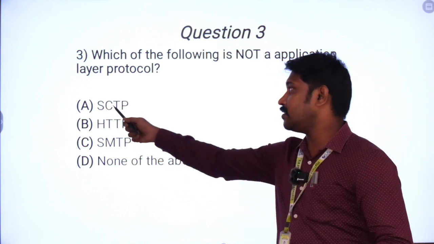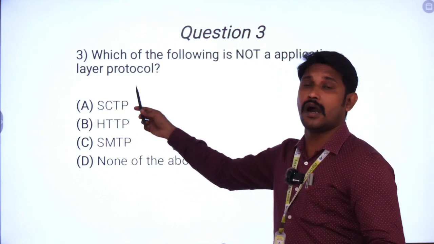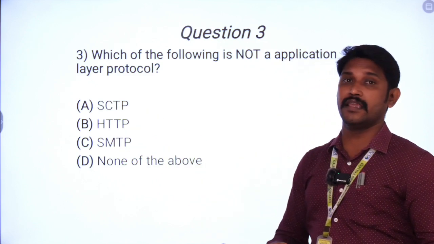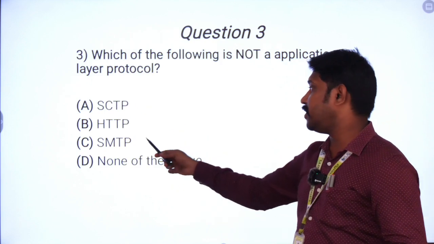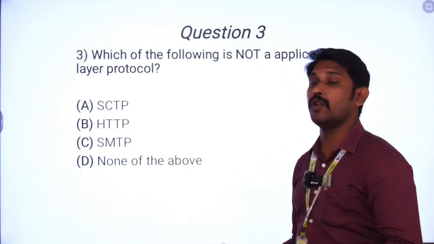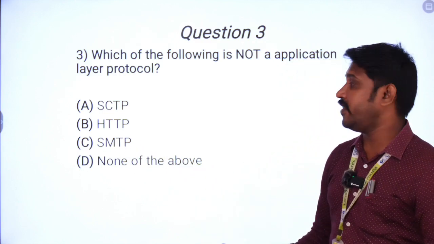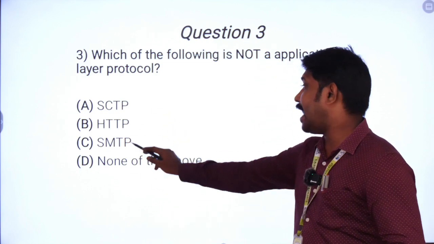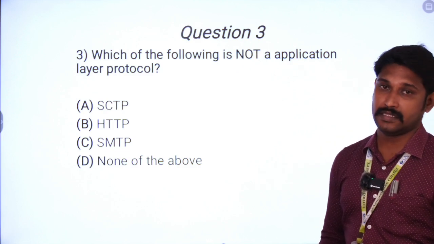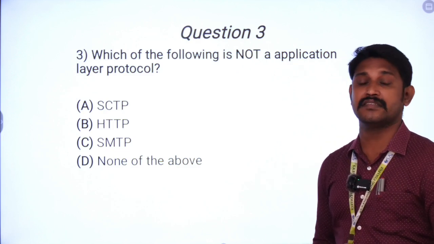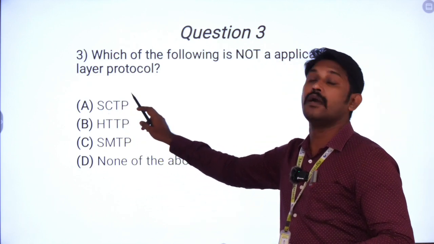So first option A, that is SCTP, stream control transmission protocol. The option B is HTTP, hypertext transfer protocol. Option C is SMTP, that is simple mail transfer protocol. So far we have seen simple mail transfer protocol and HTTP, hypertext transfer protocol. So the protocol we have not seen in today's class, and which does not come under the application layer protocols, is SCTP, that is stream control transmission protocol.